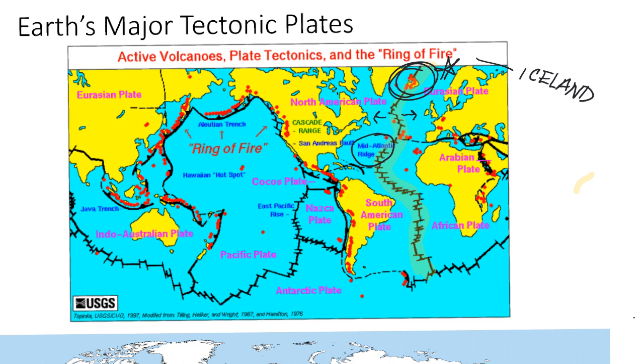Another place where you have divergent plates, so plates that are coming apart from each other, is over here in Africa. I'm going to highlight it in green right here. And so this is the African Rift Valley.